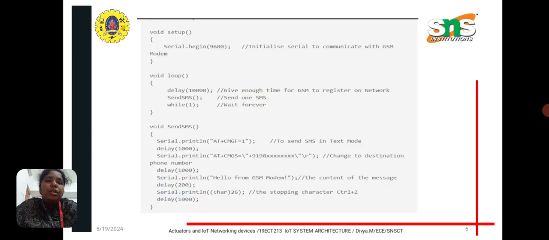This is the program for interfacing GSM with Arduino. Here we start with a 9600 baud rate. We initialize the communication with the GSM modem, and we set the AT command as we have to send an SMS. Then we print the AT command to send SMS in text mode. Then the AT command to change the destination phone number. We set the phone number for the destination, and we print some text in that, so that we transmit data to that particular number. This is the program for interfacing GSM with the Arduino board.